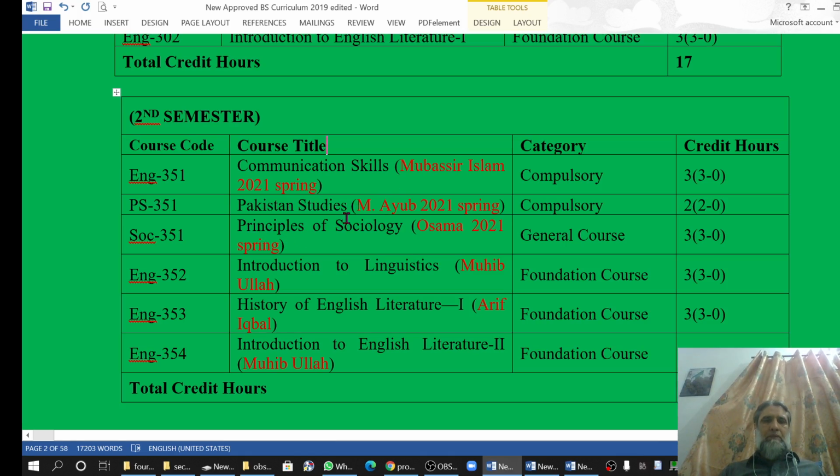The second paper which you will have to face is Pak Studies or Pakistan Studies. The course code is PS. PS stands for Pak Studies 351, and it will be taught to you by Muhammad Ayub Sab. In Pak Studies, you already know the contents. It is about Pakistan because it is Pak Studies.